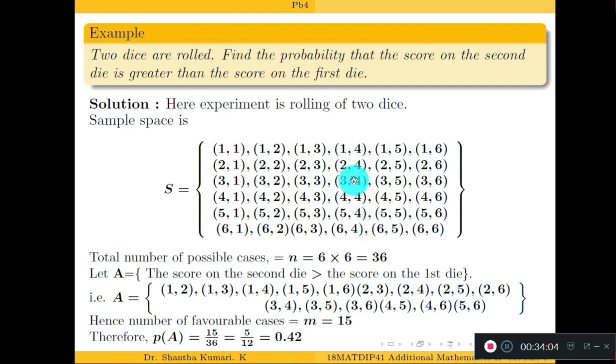Remember, total possibilities without any condition is your denominator, and favorable, with this condition, is your numerator. So probability is m divided by n, 15 by 36. Simplify and write. Directly you can use the calculator. Answer is 0.42.